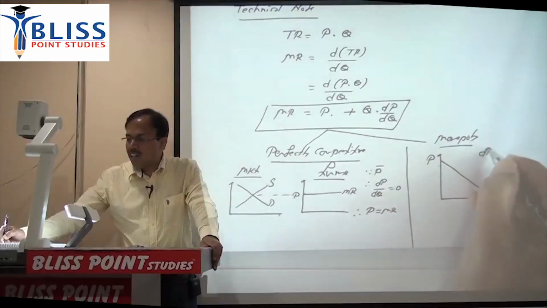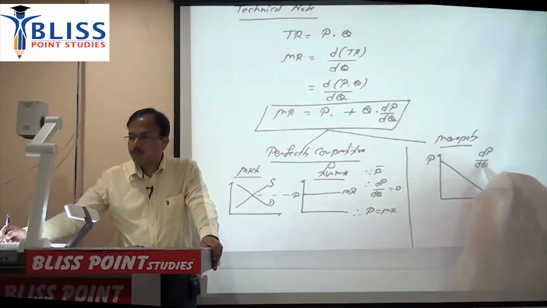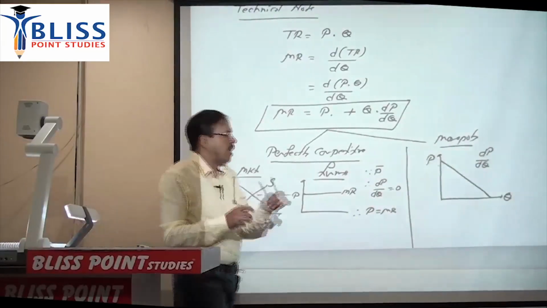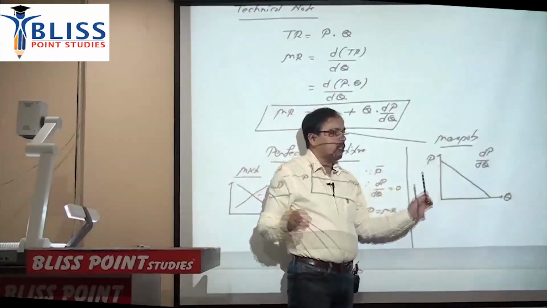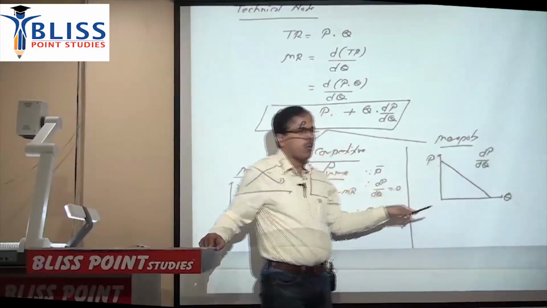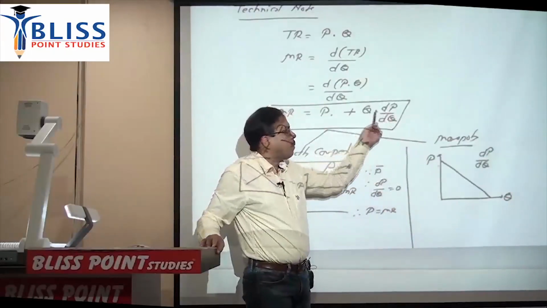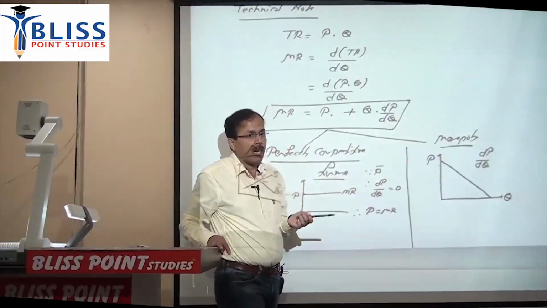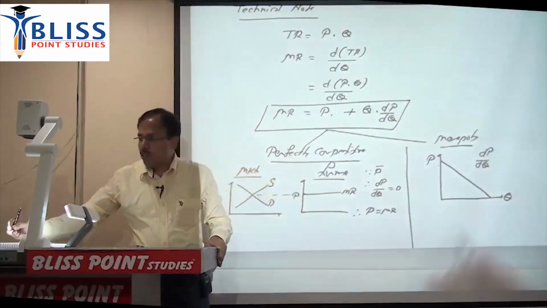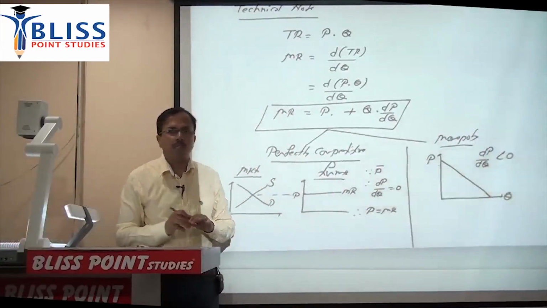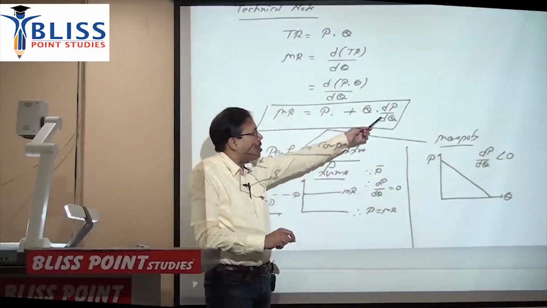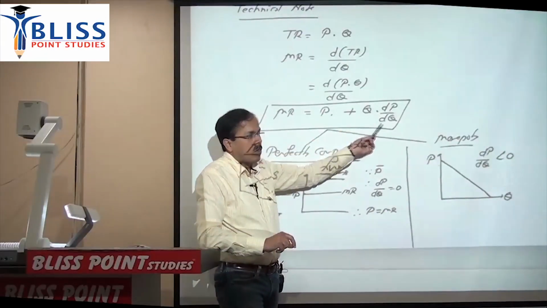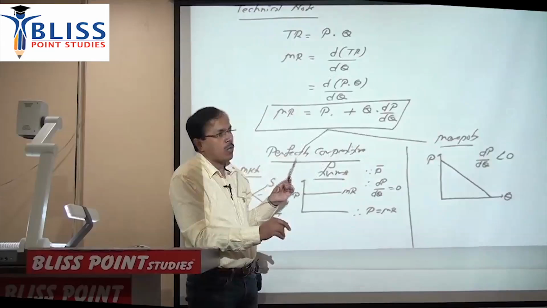What is exactly the relationship between P and Q? This line is negatively sloped. It means what? To sell more quantity you have to reduce the price. So what is the sign of dp by dq? Price और quantity का relation inverse है. So now since dp by dq is negative, now remember if you say this number is negative, so now price and MR are not equal.